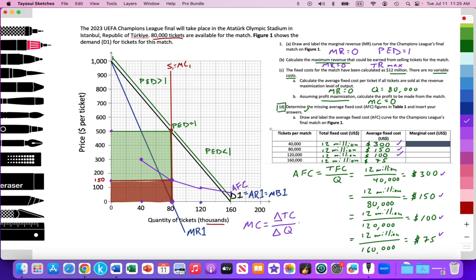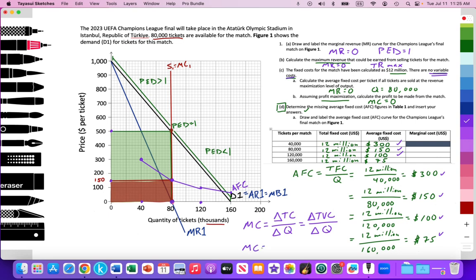But since fixed costs have no impact on the change in total cost because they're constant, this is essentially equal to the change in the variable costs. So the MC curve is effectively the change in total variable costs divided by the change in the quantity of output. But since there are no variable costs, then the marginal cost curve should be zero.